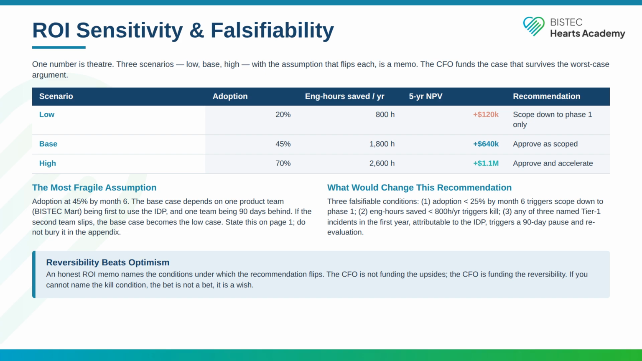An honest ROI memo names the conditions under which the recommendation flips. The CFO is not funding the upsides. The CFO is funding the reversibility. If you cannot name the kill condition, the bet is not a bet, it is a wish.